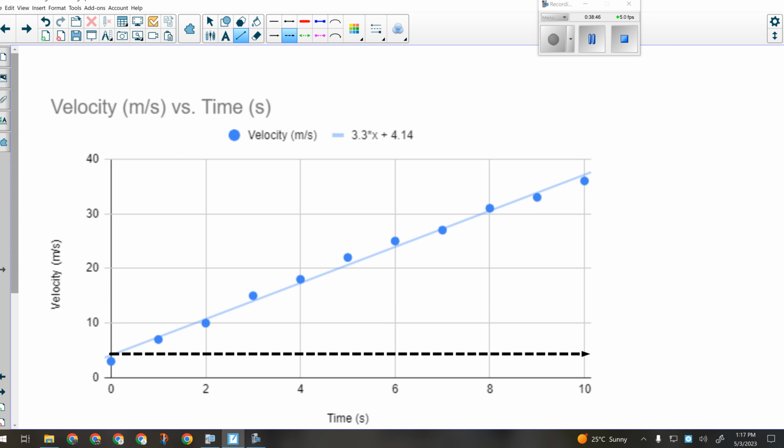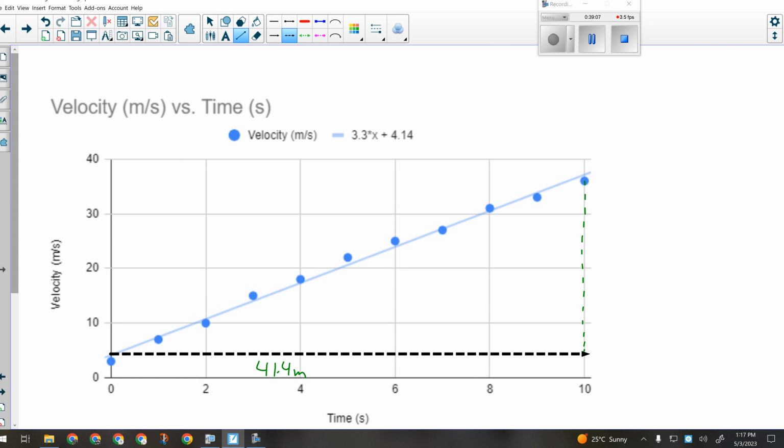4.14, okay? Because that's what my y-intercept is. And if I'm talking about the whole trip, its base is 10 seconds. All right, base times height gets me the area of a rectangle. So 41.4 meters. Now I've got to calculate the height of the triangle.